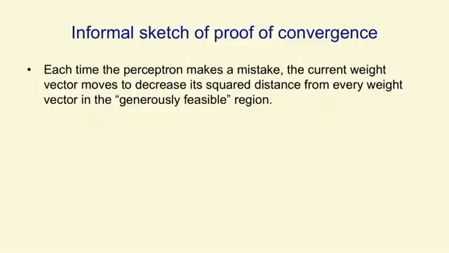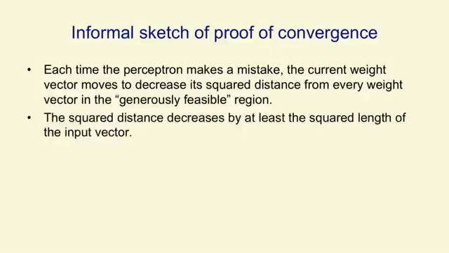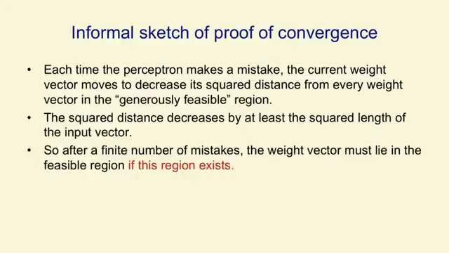So, every time the perceptron makes a mistake, the current weight vector moves and it decreases its squared distance from every generously feasible weight vector by at least the squared length of the current input vector. And so the squared distance to all the generously feasible weight vectors decreases by at least that squared length. And assuming that none of the input vectors are infinitesimally small, that means that after a finite number of mistakes, the weight vector must lie in the feasible region if this region exists.